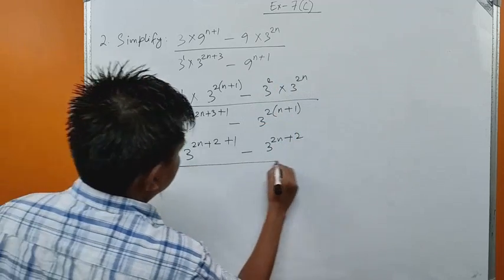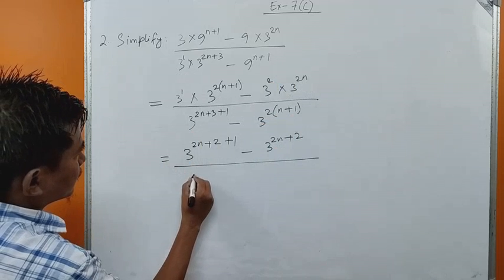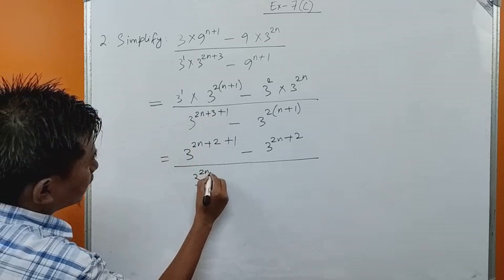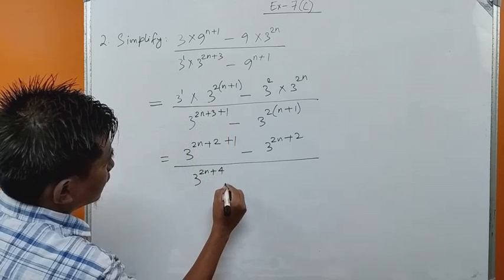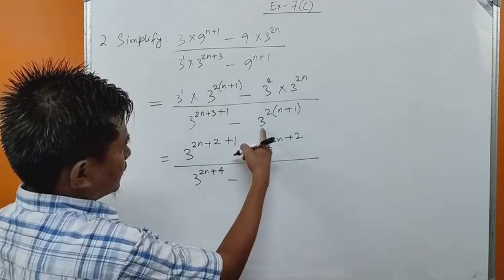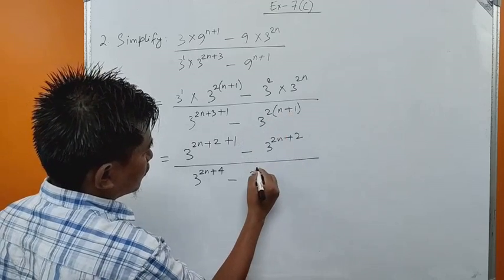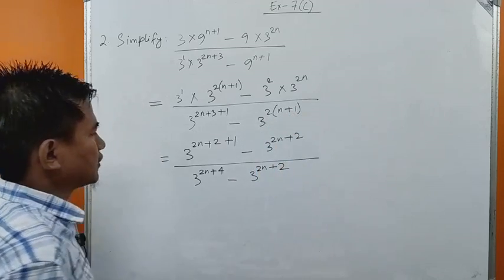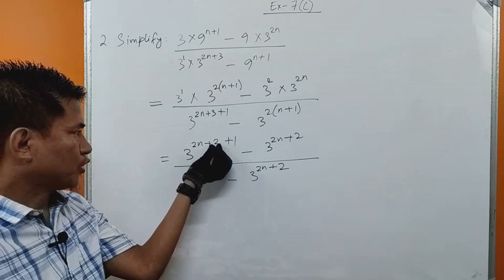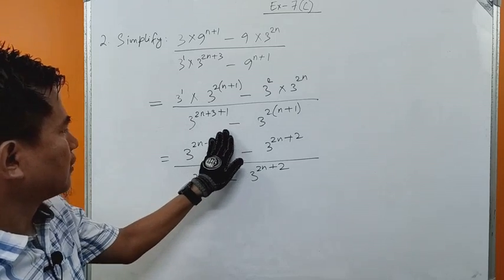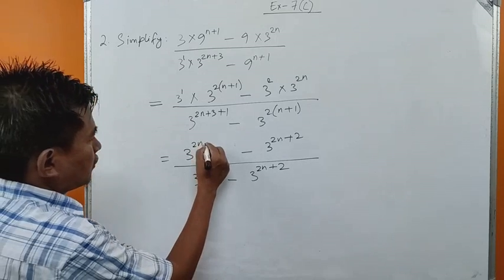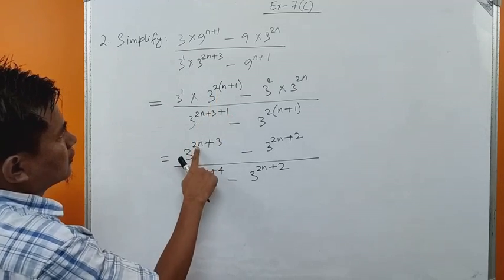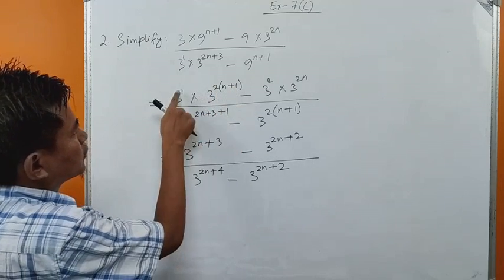Okay. In the denominator we have 3 to the power 2n plus 4. 2n plus 3 plus 1 is 4. Minus 3 to the power 2n plus 2. 2 into n is 2n, plus 2 into 1 is 2, isn't it? So instead of writing plus 2 plus 1, straight away I write 3 to the power 2n plus 3. Okay? 2 into n is 2n, 2 into 1 is 2, plus 2 and this plus 1, we add up and make 3.